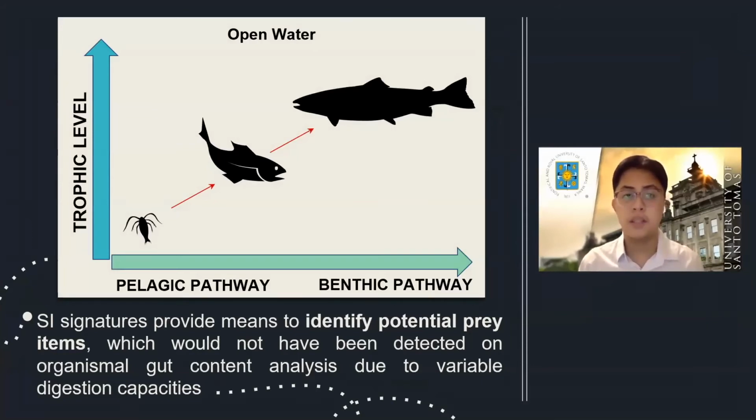Delta carbon-13 and delta nitrogen-15 stable isotope signatures have provided long-term food habits which supported efforts on the organismal gut content analysis by providing a means to identify potential prey items through stable isotope signatures, which otherwise would not have been detected because of variable digestion capacities.